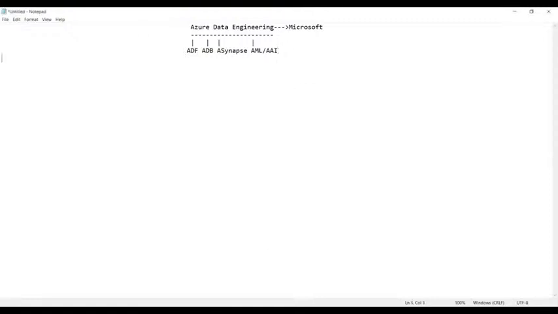Now let us see what exactly these services do. So what is ADF? Let us start with this. ADF is a service under this Azure data engineering.